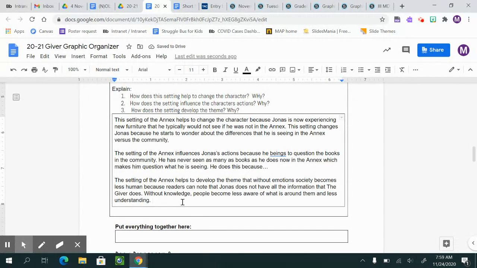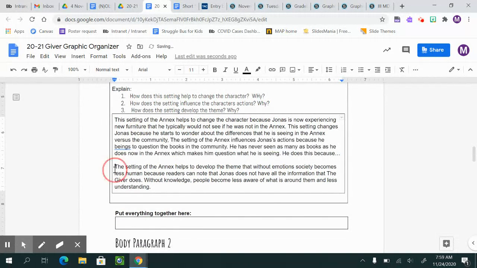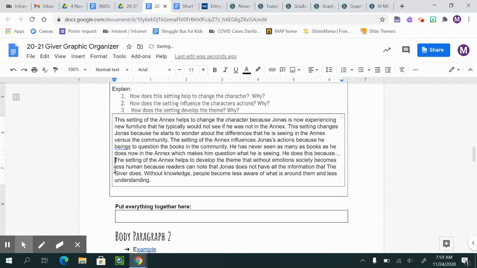And that's the 3 things that you need to answer as you are doing this explanation. Now, you guys can see how long this is. Remember, the explanation is going to be the longest part of your body paragraph, okay? And it should be the longest part because this is where you really dig into what you're seeing and analyzing it.